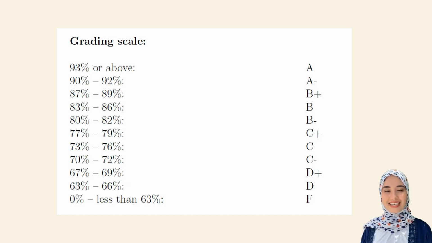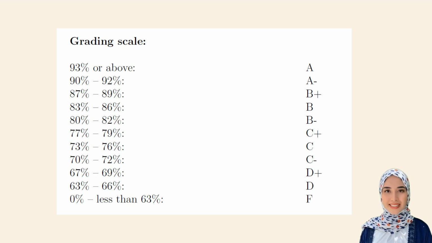87% to 89% is AB+, and 83% to 86% is AB. These reflect good to very good performance, meaning you're consistently strong in your understanding and application of concepts. 80% to 82%, or AB-, means you're on the right track, but could benefit from refining certain details or demonstrating deeper insight in your projects or labs. A C+ or C, from 77% to 79%, or 73% to 76%, indicates satisfactory progress. You've met the core learning goals, but should continue developing your technical depth and problem-solving precision.